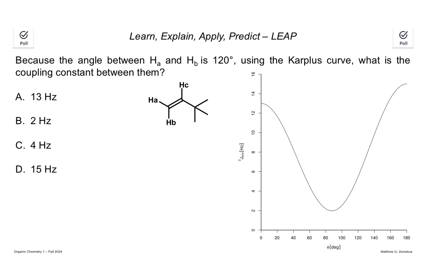So if the bond angle is 120 degrees, how do HA and HB couple with one another? So at 120 on the x-axis, we go up and over, and so we would approximate HA to HB couple with one another with a coupling constant of about 4 hertz.